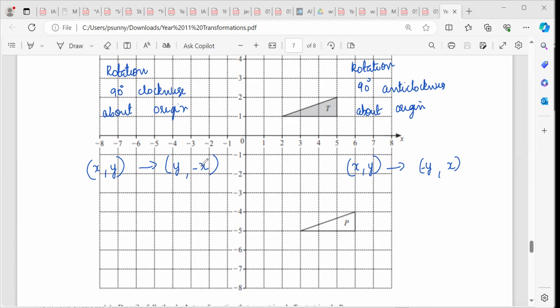And after getting this, if the center of rotation is not the origin but some other point, you just have to follow the method. I have shown one example here.